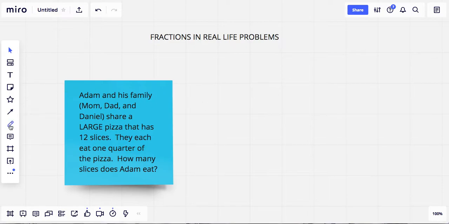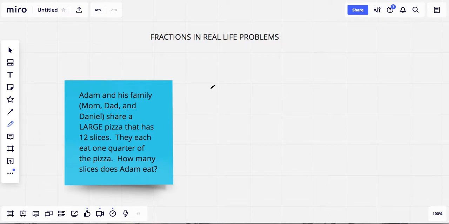And I know some of you are going to get ahead of me and probably solve it way before I do. So here we go. Adam and his family, which are Adam, Mom, Dad, and Daniel, so 4 people, share a large pizza that has 12 slices. They each eat 1/4 of the pizza. How many slices does Adam eat?